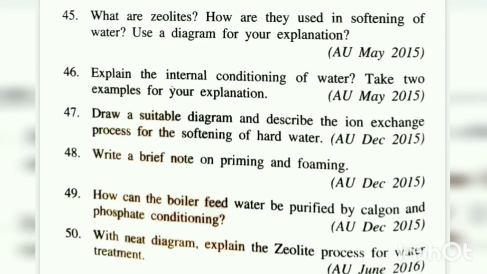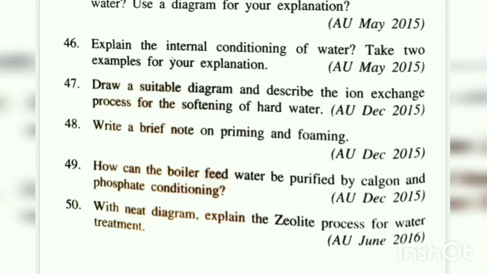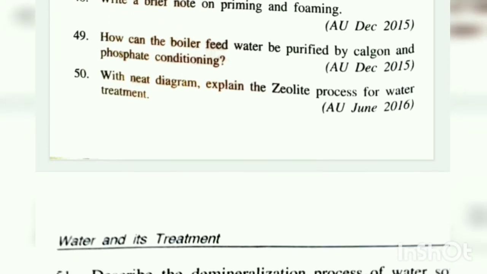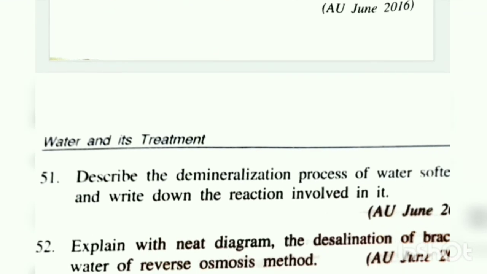48, write a brief note on priming and foaming. 49, how can the boiler feed water be purified by Calgon and phosphate conditioning? Then 50, zeolite process. You have to explain zeolite process for water treatment.